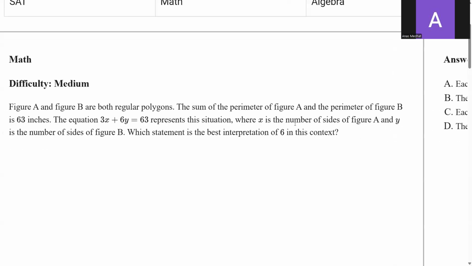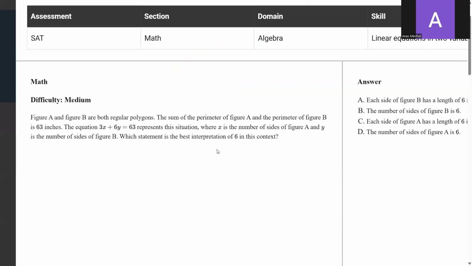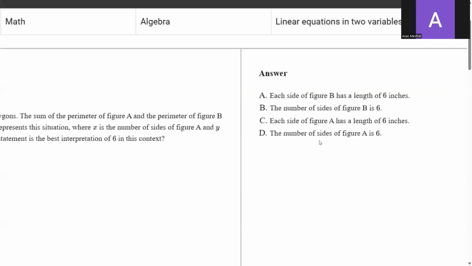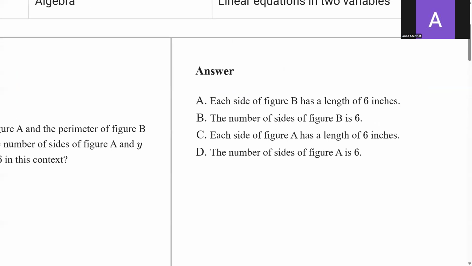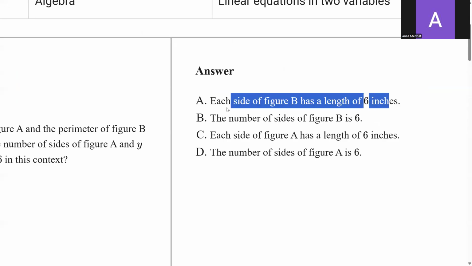So x is the number of sides of figure A, and y is the number of sides of figure B. If we have 3 sides, for example, like this, 6, 6, 6, then 6 should be the length of each side of figure B. Each side of figure B has a length of 6 inches. Yes, that's correct.